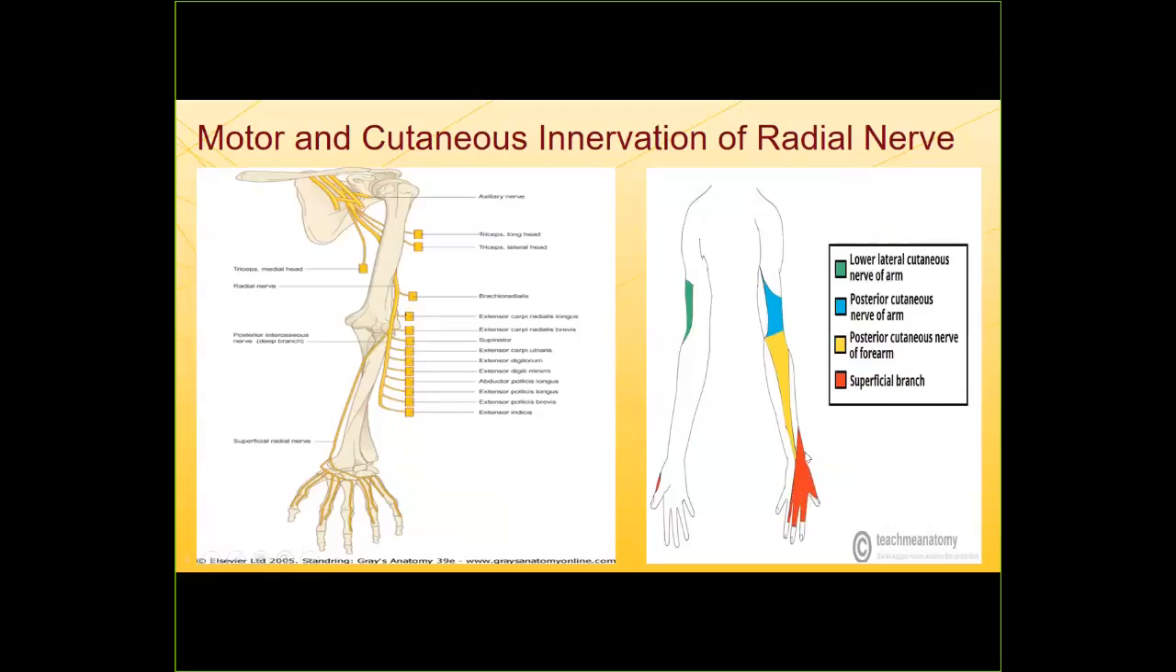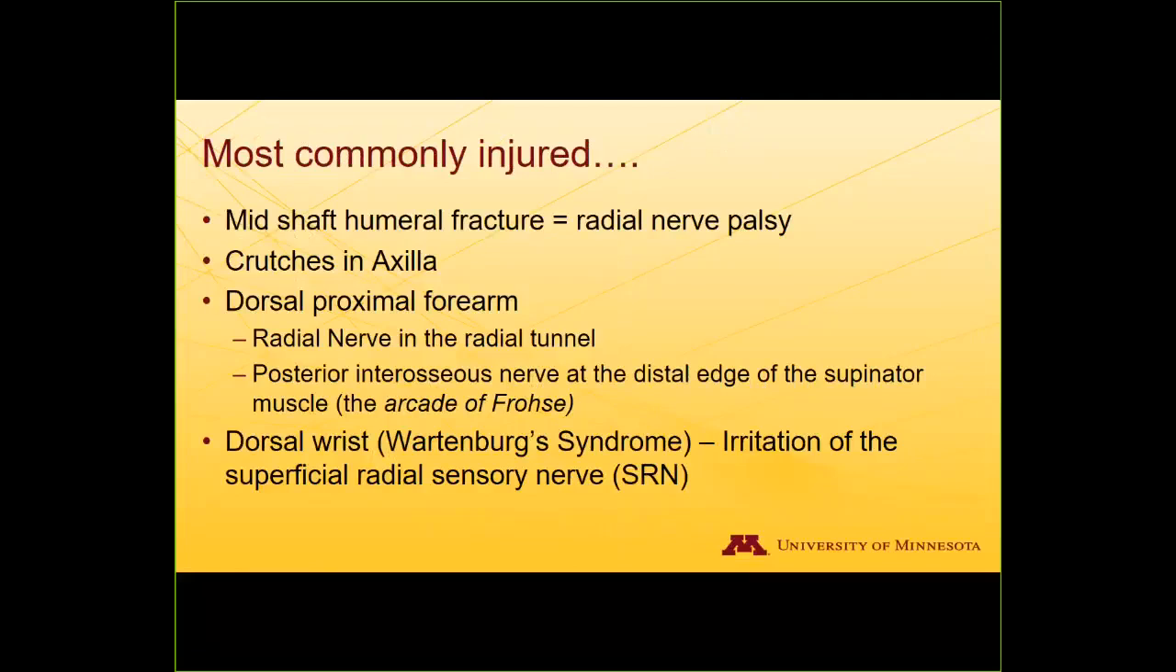Okay, and it's very superficial, thus its name, and it's prone to irritation in this area right here. So splints and casts, because of friction and compression, can actually irritate the nerve in this area. So, commonly injured, like I mentioned, is mid-shaft of the humerus, okay? And that leads to a full-blown radial nerve palsy, where a person's going to have weakness in extending the elbow, they're going to have weakness in extending the wrist, and weakness in extending the thumb, and weakness in extending the fingers, okay?